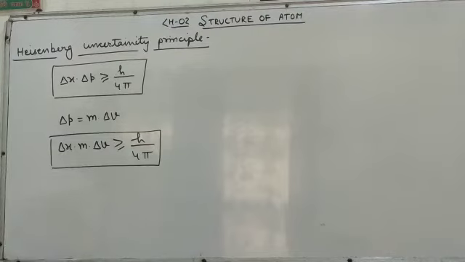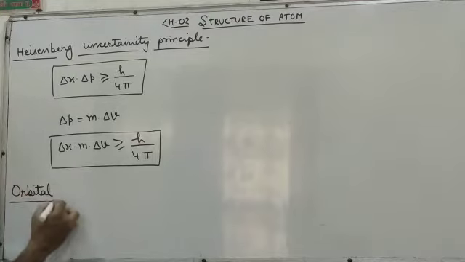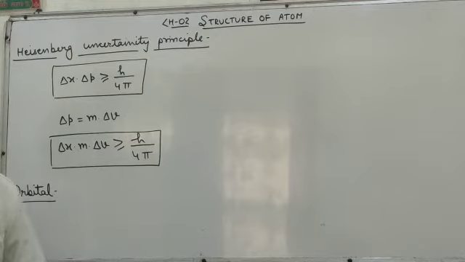Now let us discuss orbital. Student, orbitals are the three-dimensional region around the nucleus where the probability of finding an electron is maximum, about 90 to 95%. That means most of the electrons accumulate in an orbital. It doesn't mean that the electron is not found outside the orbital. 5 to 10% of electrons may exist outside the orbital.